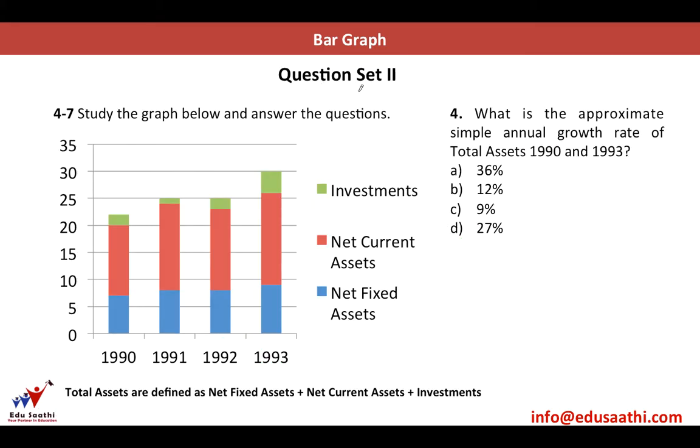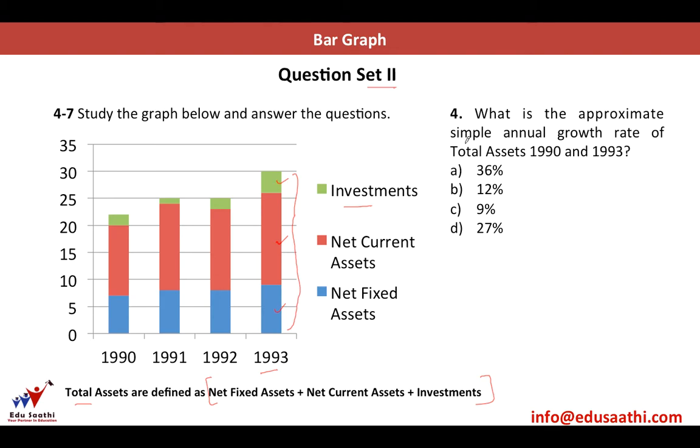So now let's look at the question set 2 here. Study the graph below and answer the questions. So we have a graph here, and we have investments, which is represented by this green bar. We have net current assets represented by this red bar, and net fixed assets by this blue bar. Now it is written that total assets are defined as the sum of all these three. So in other words, this entire height will show me the total assets for the year 1993.